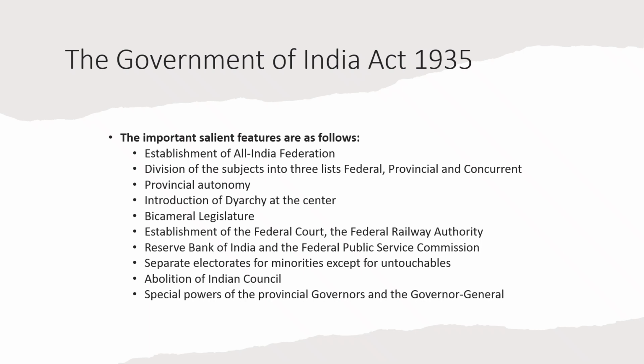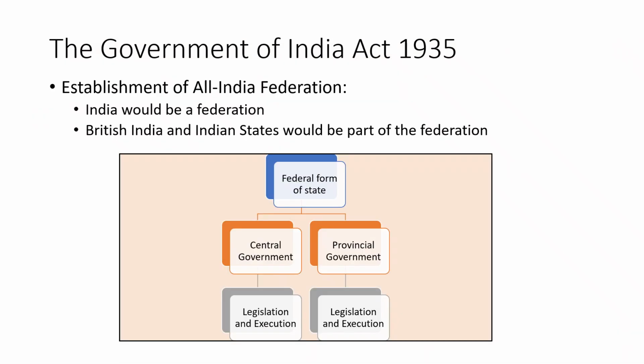Then students, the very important and main feature of this Government Act was that this act gave unlimited powers to provincial governors and the Governor General also. We would discuss these salient features, starting with the first important salient feature of the Government of India Act.